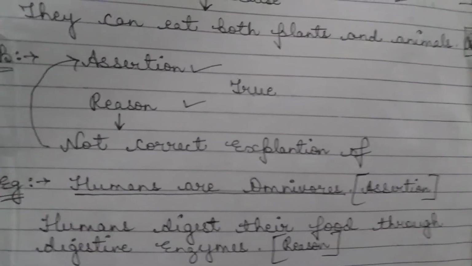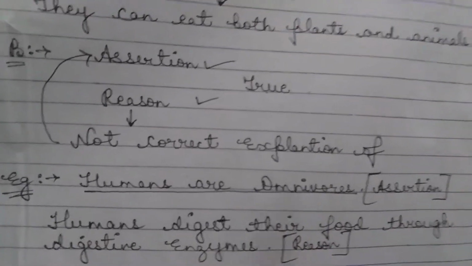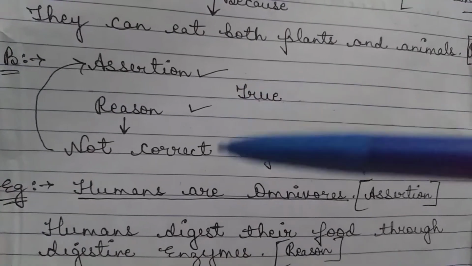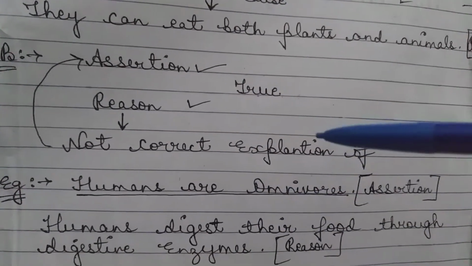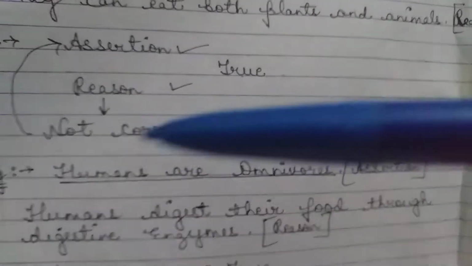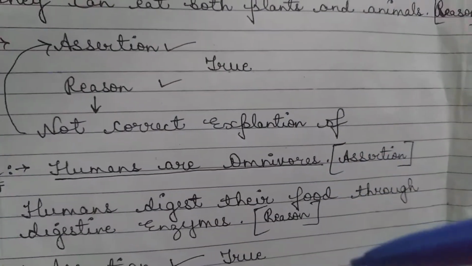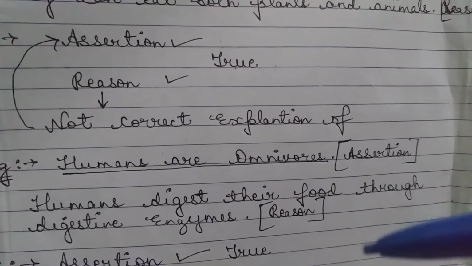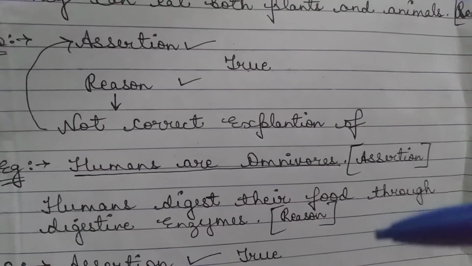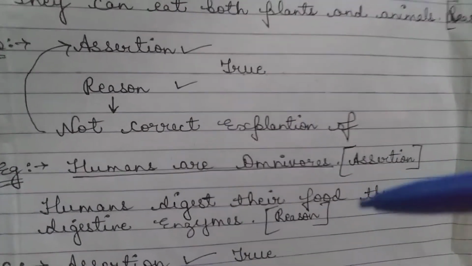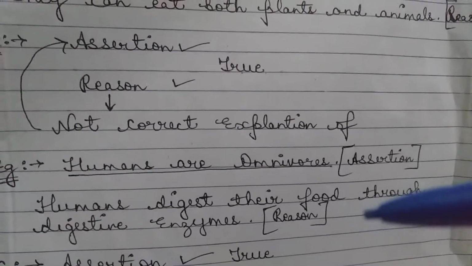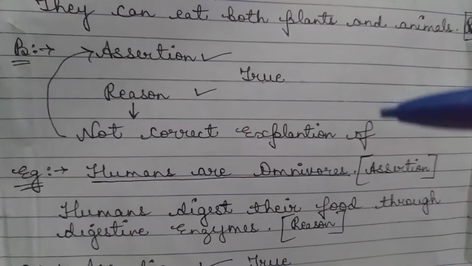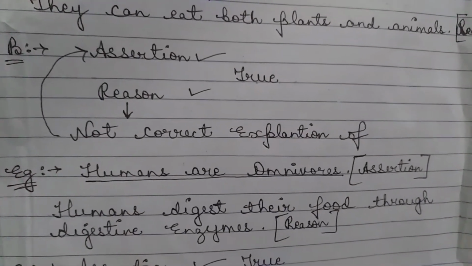Okay, now when are you supposed to mark answer B? Answer B will only be marked if the assertion is true, the reason is true, but the reason is not the correct explanation of the assertion. See, here the statement given is humans are omnivores. Yes, we can say that humans are omnivores. Humans digest their food through digestive enzymes. This is also true. But wait, no, the reason is not the correct explanation of the assertion. So we are to go with answer B.